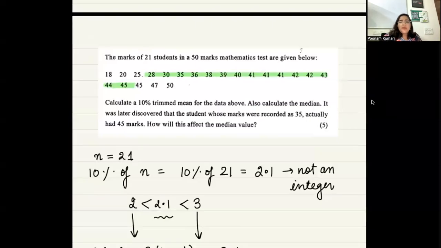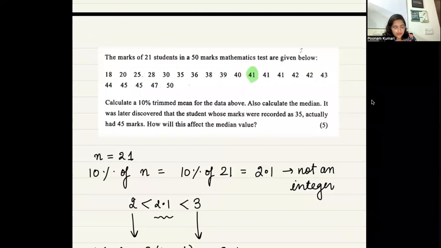Okay. The next question is also to calculate the median. So how do you calculate the median for this? There are 21 students. So what will be the median here? The 11th observation. So 21, the 11th place, right? So what is the 11th place? 41. 3, 4, 5, 6, 7, 8, 9, 10, 11. So this is the median, 41, right? This is the median value.